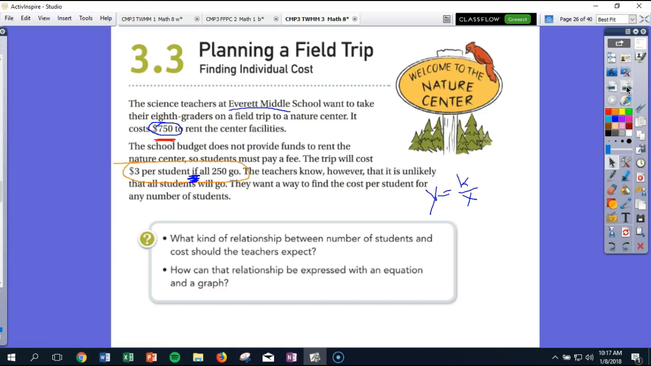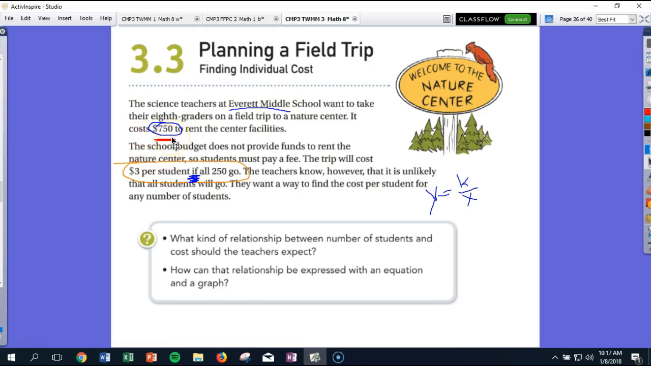3.3, we're planning a field trip and trying to find the individual cost for each person on that field trip. So it tells us the science teachers at Everett Middle School want to take their 8th graders on a field trip to a nature center. It costs $750 to rent the center facilities. So the total cost, no matter how many people go, is going to be $750. And it tells us that the school budget does not provide funds to rent the center, so students have to pay a fee for this trip.